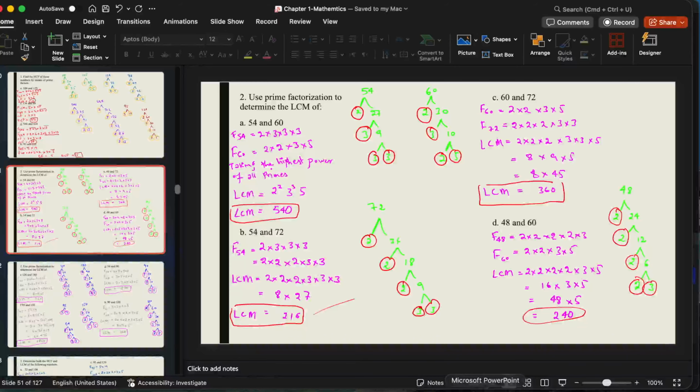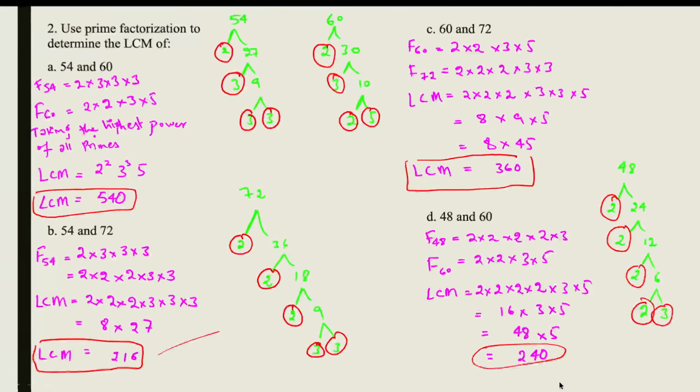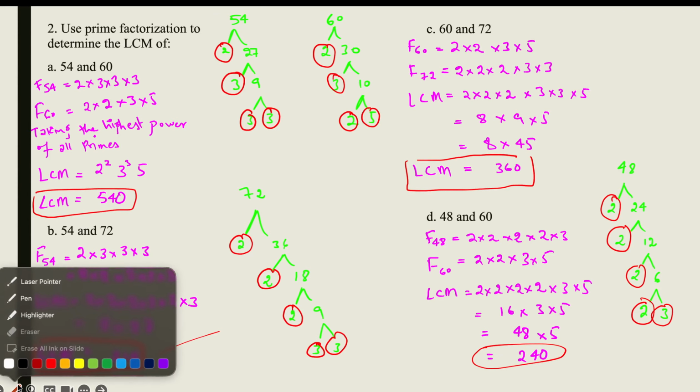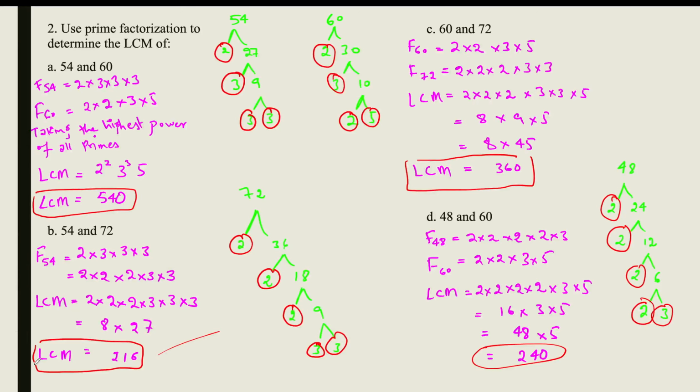The second question of the exercise is asking us to use the prime factorization method to determine the lowest common multiple of the different numbers given. The prime factorization method that has been mentioned here, let's just understand that first. Prime factorization method is a method of expressing a number as a product of its prime factors.